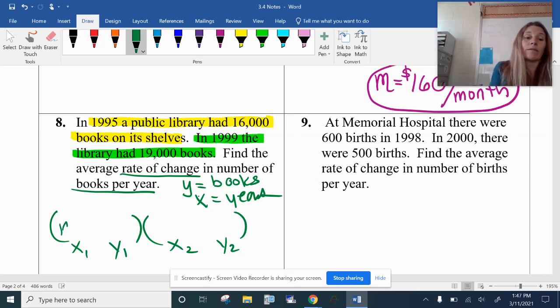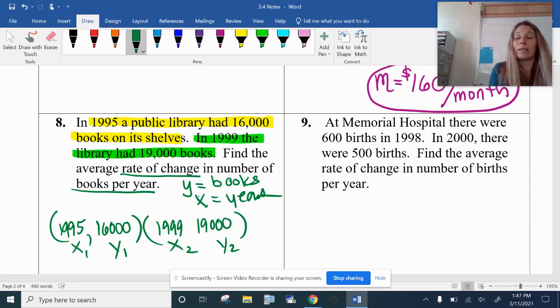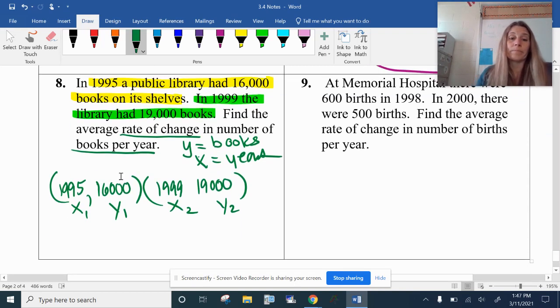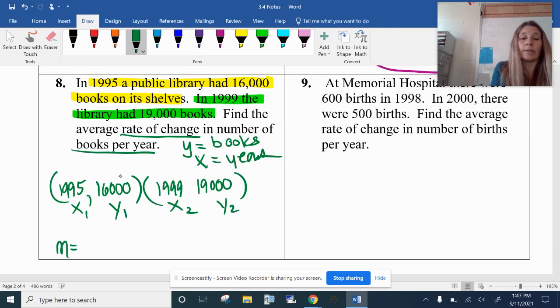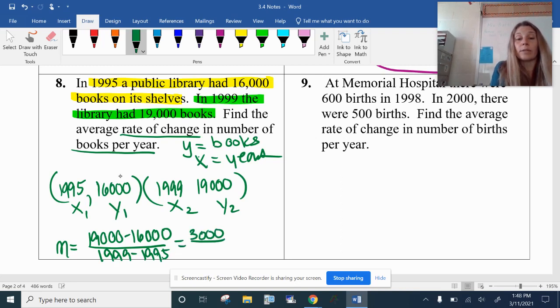So in 1995, which is a year, so that's an X value, I had 16,000 books. In 1999, I had 19,000 books. Now I can use my slope formula. 19,000 minus 16,000, 1999 minus 1995. That gives me 3,000 over 4 years. And that's 750 books per year.